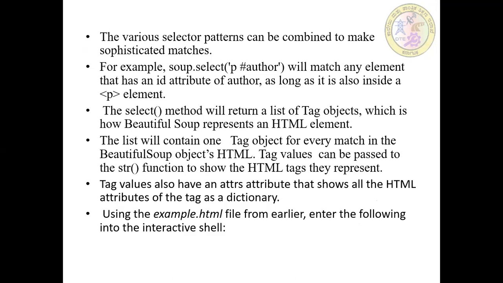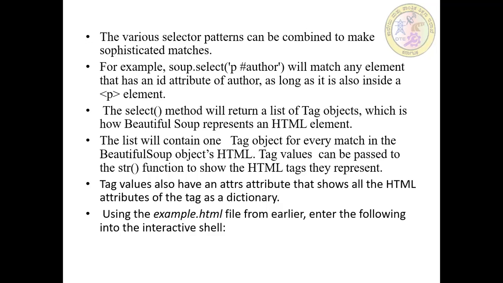The select method will return a list of Tag objects, which is how Beautiful Soup represents an HTML element. The list will contain one Tag object for every match in the BeautifulSoup object. Tag values can be passed to the str function to show the HTML tags they represent. Tag values also have an attrs attribute that shows all HTML attributes of the tag as a dictionary.